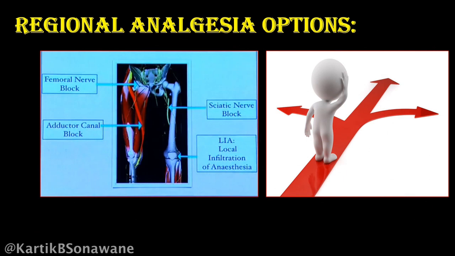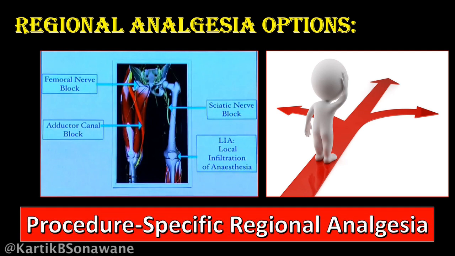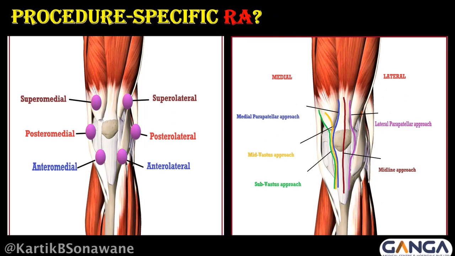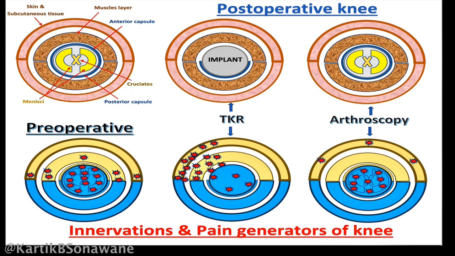Among various available regional analgesia options for knee surgeries and below knee surgeries, the goal is to choose motor sparing, opioid sparing, and procedure specific modalities. For that, we should know all the approaches of various types of knee joint surgeries along with their innervations. And we also should know about the pain generators before and after surgery to plan for procedure specific regional analgesia technique. Any surgery is correction of existing pathology and creation of iatrogenic pathology, that is surgical dissection.